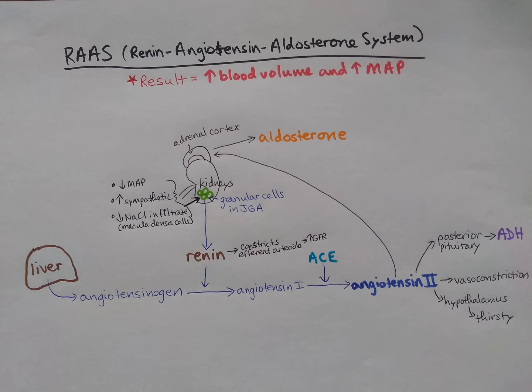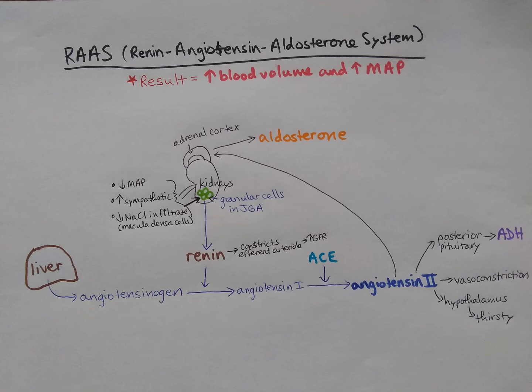Here's a picture of the RAS system. This is really important to know, so make sure that you can draw this out. I obviously will not make you draw this on the test, but I could ask, you know, if you're at this step, what happens next? And so make sure you know this picture. The other really big thing to take away from this is that the end result of stimulating the RAS system is that it increases blood volume and increases blood pressure. So that's why we're going to stimulate RAS, if we need to increase blood pressure and blood volume.